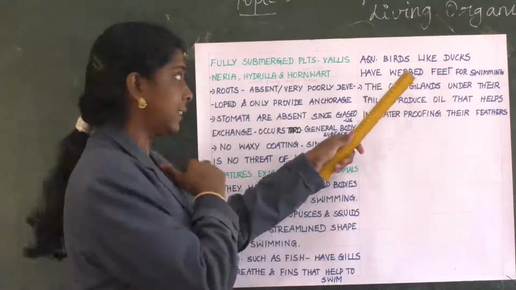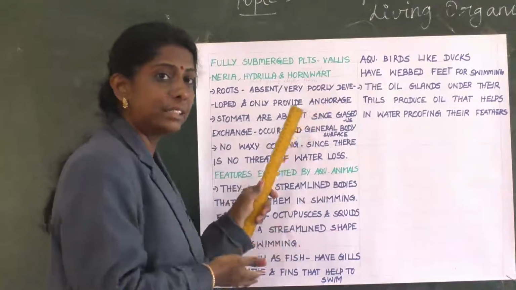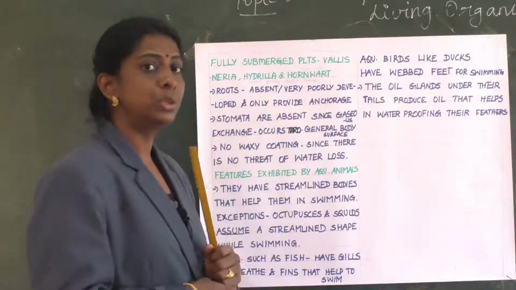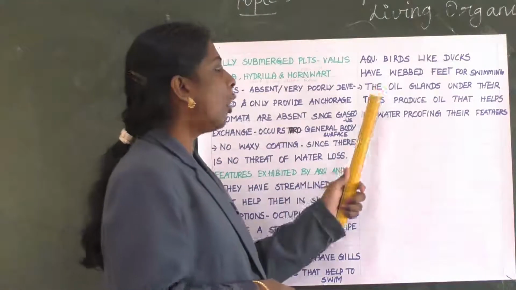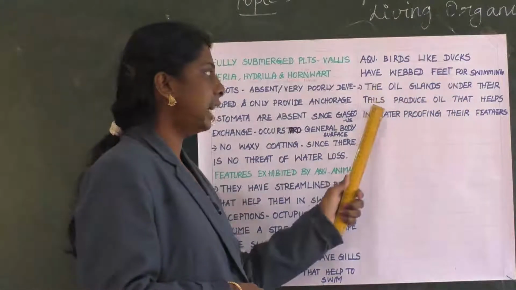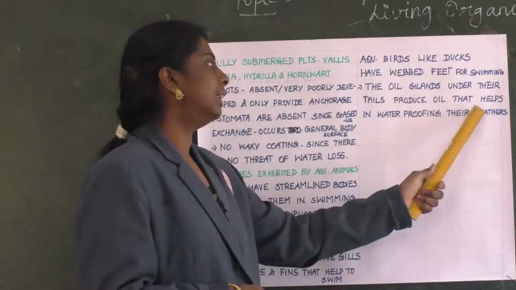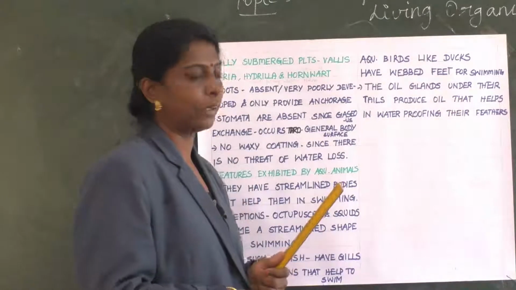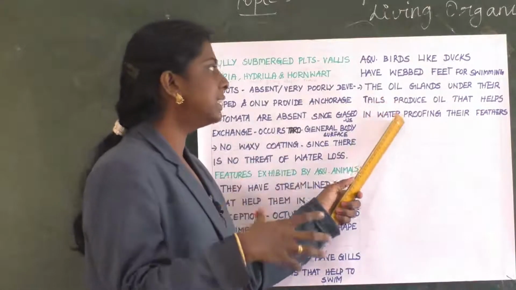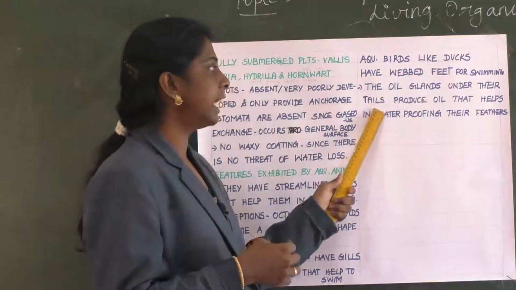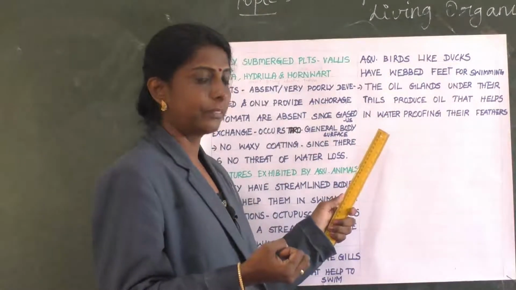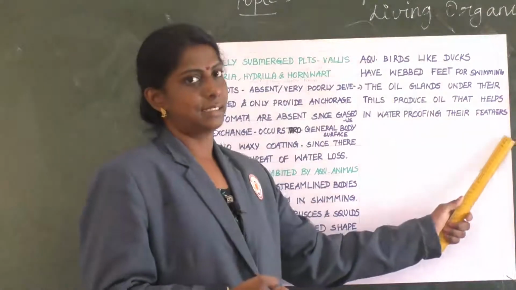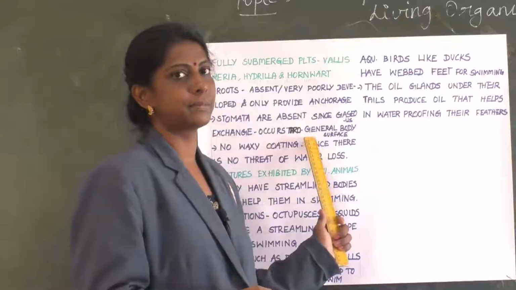Then aquatic birds like ducks. They have webbed feet, as you all know, which are suitable for swimming. The oil glands under their tails produce oil that helps in waterproofing their feathers. Clear, children? Yes.